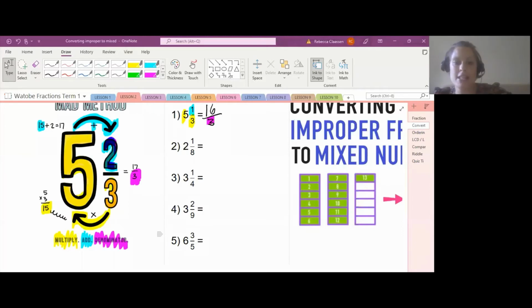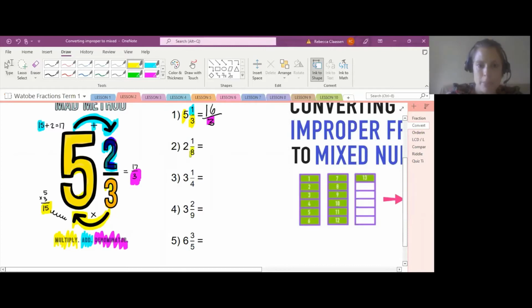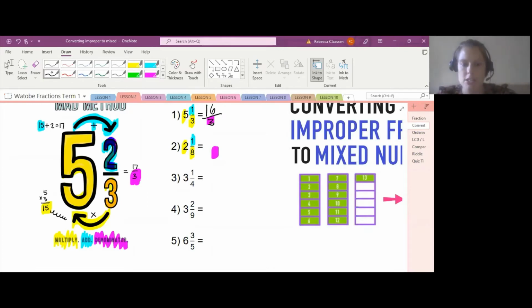So now we're going to try the next one. And remember, we are going to multiply my denominator, my bottom number, by my whole number. So we're going to times those two together. Then we're going to add the 1. And we write it over the denominator. Okay, so Zara, I'm going to get you to talk me through what to do. Okay, Zara.